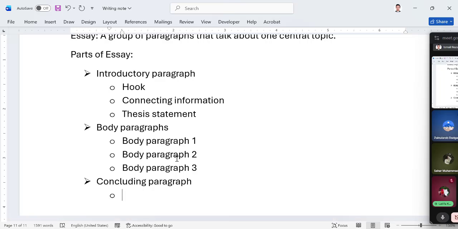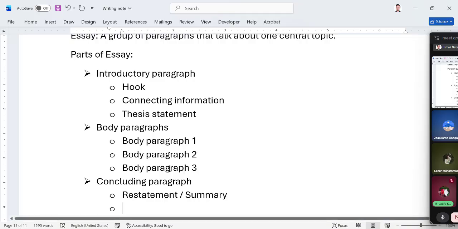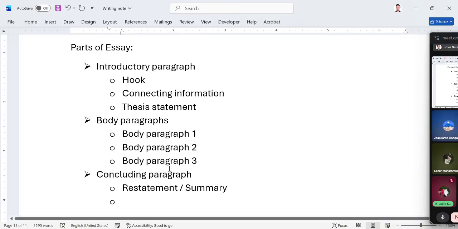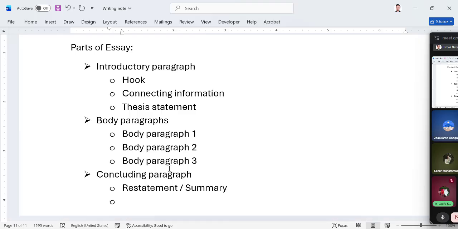In the concluding paragraph, we again have two sections. One is the restatement or summary. Some writers may give a summary of all the points stated in the essay. Others may prefer to restate the introductory paragraph, specifically the thesis statement. They may restate the thesis statement, or the introduction as a whole, in a different way, using a different structure and different clause order. And the second section is the comment section.